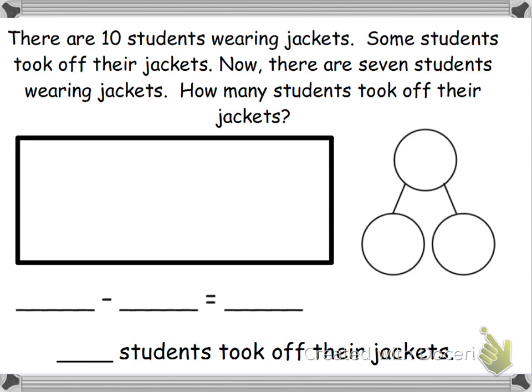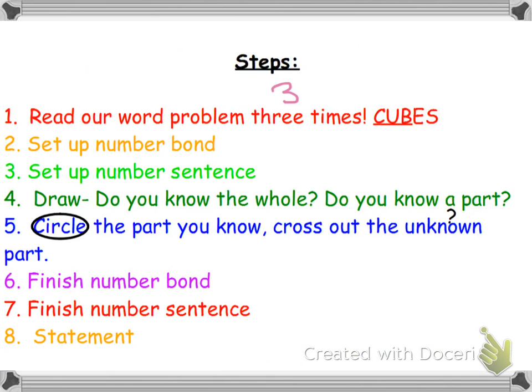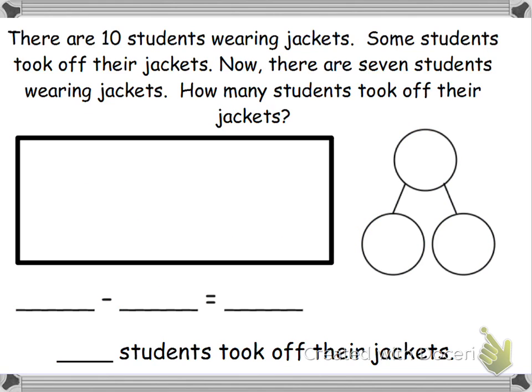So now let's look at our word problem. We know that we are going to, like step number 1 says, read our word problem 3 times. So let's get started. There are 10 students wearing jackets. Some students took off their jackets. Now there are 7 students wearing jackets. How many students took off their jackets? We read it once. Let's read it again.